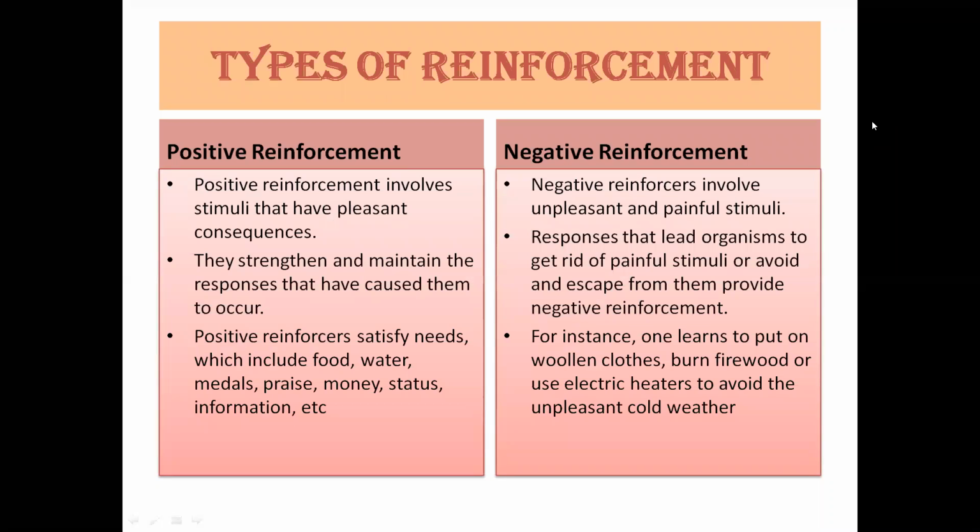Types of reinforcement, as the determinants of operant conditioning, involve two types of reinforcement. One is positive reinforcement and the other is negative reinforcement. Positive reinforcement involves stimuli that have pleasant consequences. On the other hand, negative reinforcers involve unpleasant and painful stimuli. So, positive reinforcement will always strengthen your response, whereas negative reinforcement will lead the organism to escape or to get rid of painful stimuli.